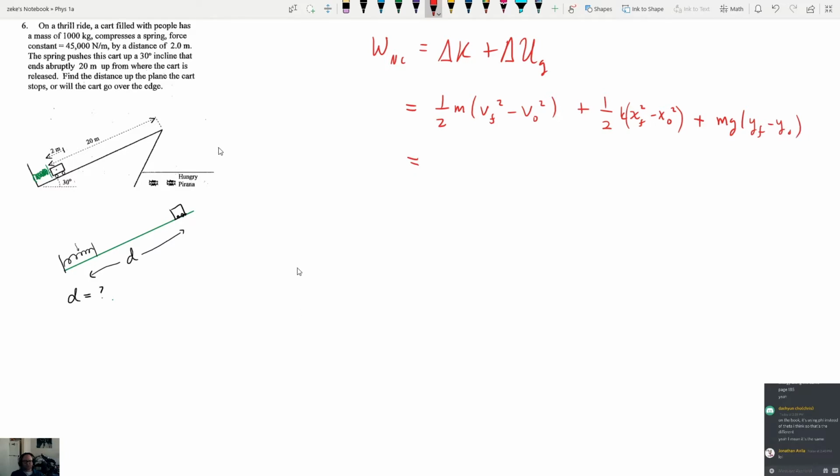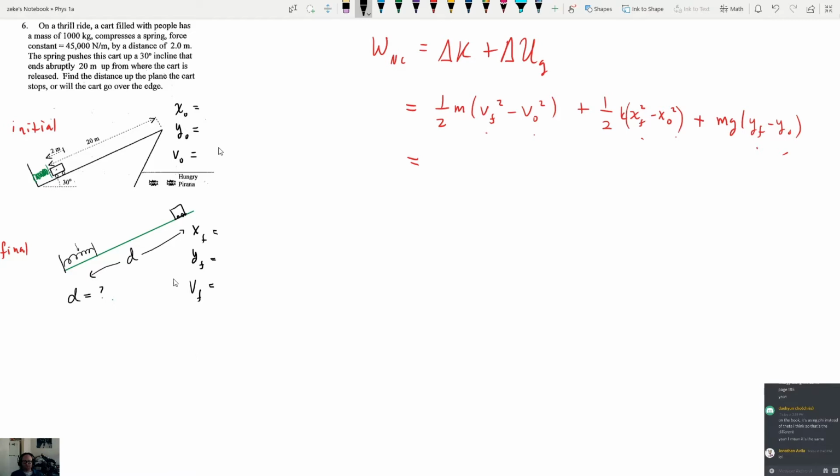Okay. So the key thing for solving energy problems is just identifying what all these variables are at the two different points that you've chosen. So we have the initial point right here, and we have the final point down here. So we just need to basically make a little table. What is x initial? What is y initial? What is v initial? And then down here, what is x final? What is y final? And what is v final?